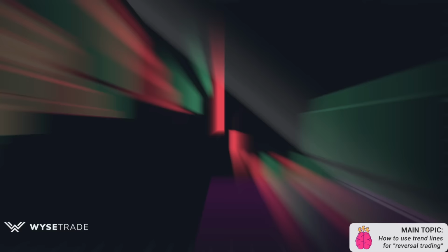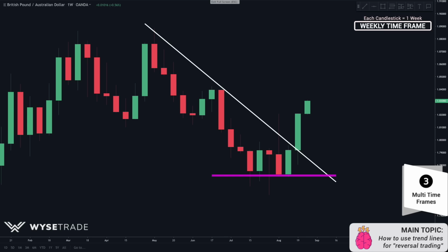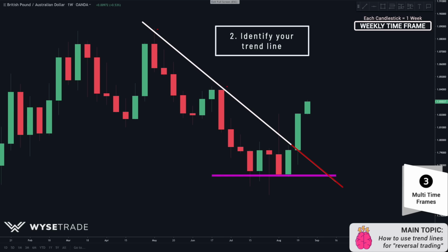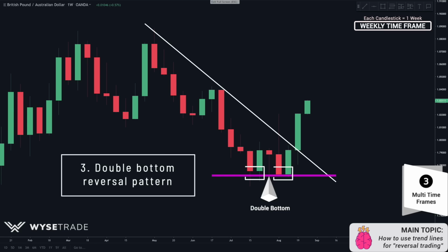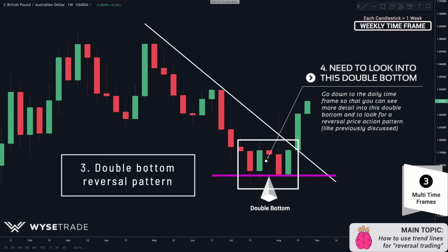So here on the weekly timeframe, what you would have first identified is that this was a moving downtrend. You then identified your trendline through these two points here. You would have then identified this double bottom through these two points here. So what you do is you want to jump down a time frame to the daily so that you can see more detail into the price action that is occurring within this double bottom and look for a trend change price movement.